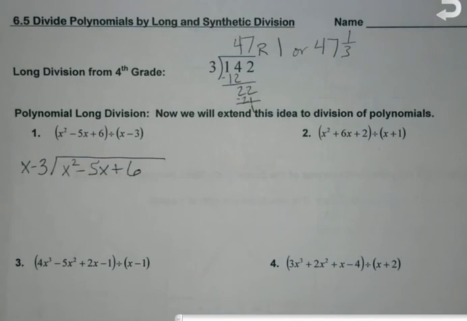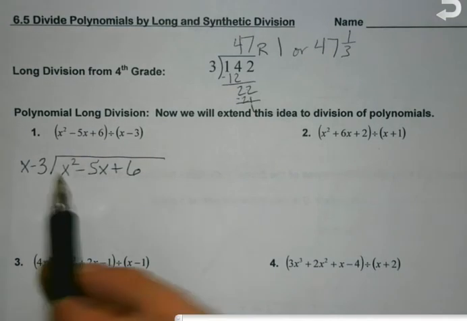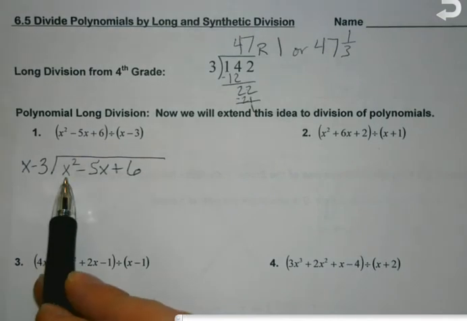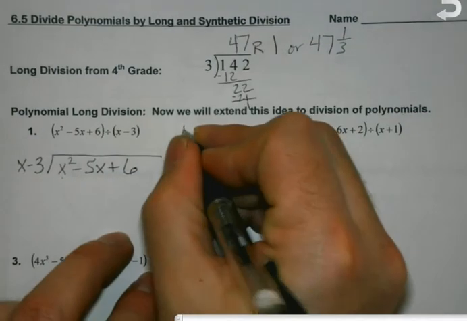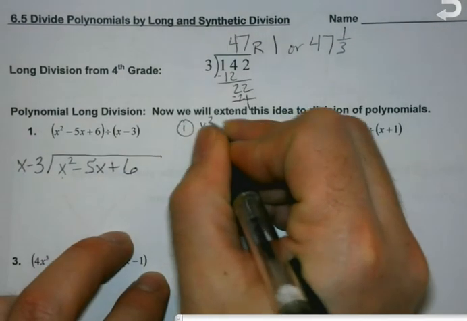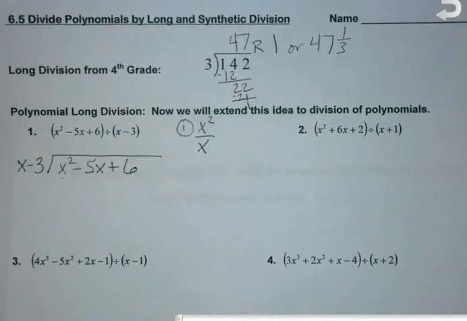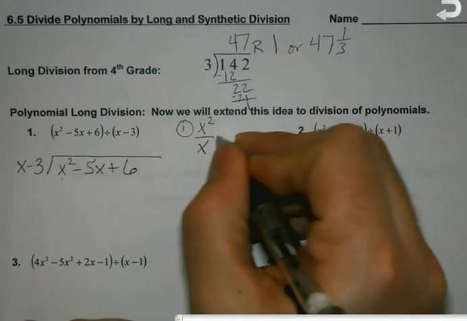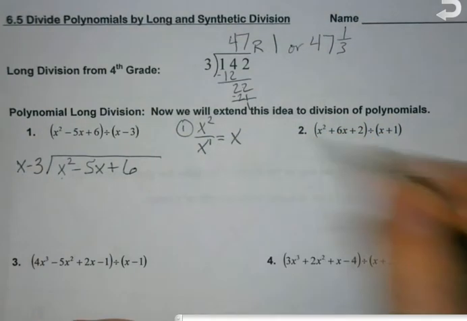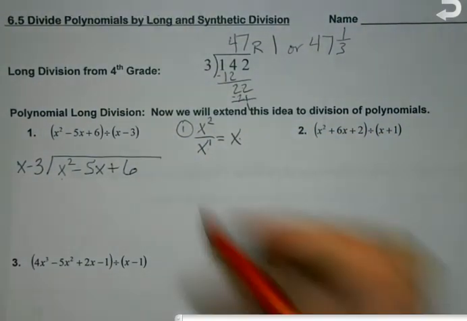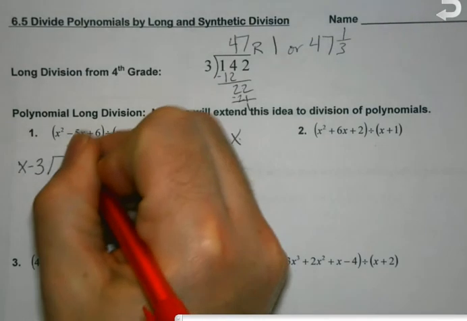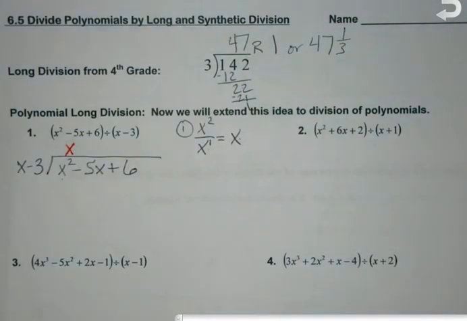Here's how this works. When I go to do the division on this, I'm going to divide my first term under the division symbol by the first term here. So in other words, my first step is going to be to take x squared divided by x. So what would that be? That'd just be x. Again, I'm just subtracting the exponent. 2 minus 1 is 1. So that x goes up here.